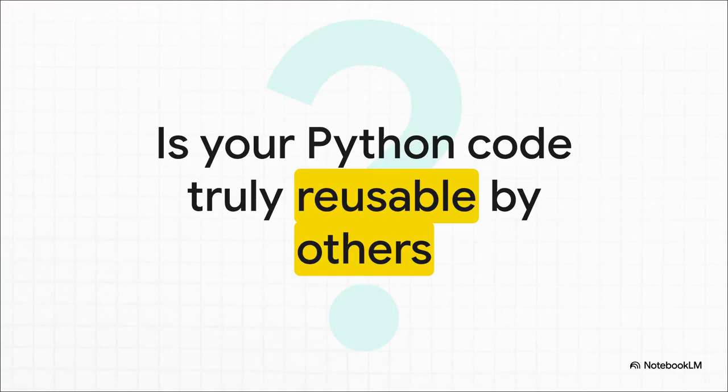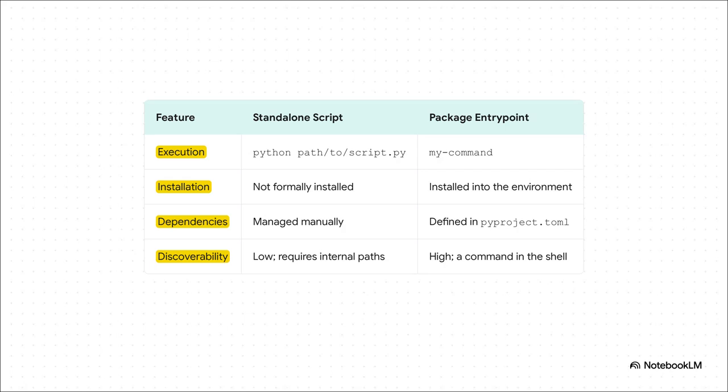So I want you to ask yourself this. Honestly, is your code truly reusable? Like, if you gave it to a teammate, or even worse, an automated pipeline, could they run it without you having to explain, oh, you need to be in this specific directory, or make sure you run it with this exact path? If you're hesitating at all, you are absolutely in the right place. Let's really break this down.